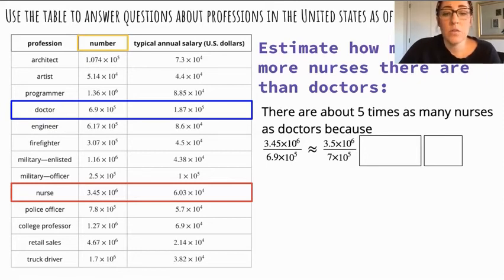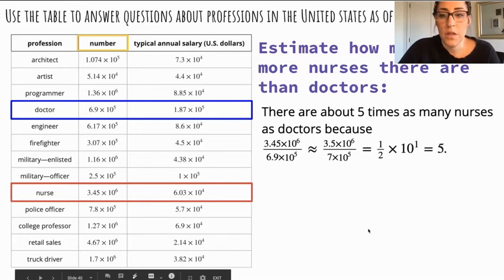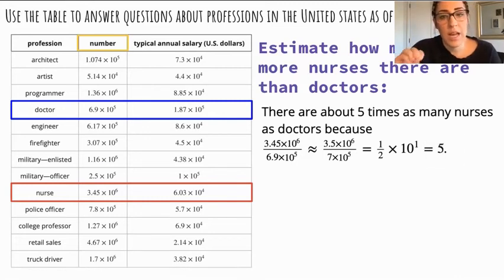And then again, the powers of 10 have not changed. They're still 10 to the 6th and 10 to the 5th. But we know 3.5 divided by 7 is 1/2. So we would say that this is 1/2 times 10 to the 1st, because we subtracted those exponents, 6 minus 5, for the division. This is equivalent to 5, right? If we think about that as a decimal, 1/2 is 0.5 times 10, that gives us 5.